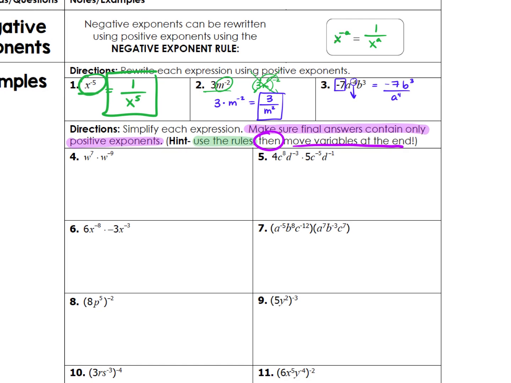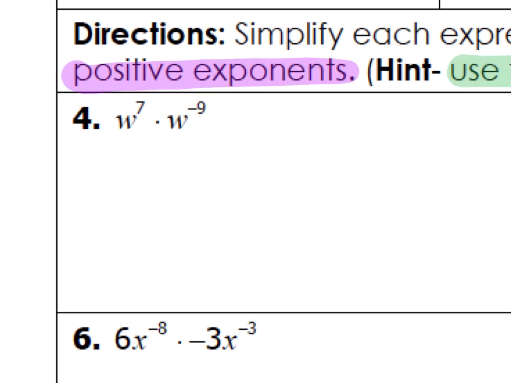W to the 7th times W to the negative 9th. We know a rule for this where we have the same base with an exponent. What was the rule? What did you do with those two numbers? They stayed the same. Not they stayed the same. That's if you were adding, then we can't change them. You add them. So we're going to add these together, which is going to be W to the negative 2nd power.